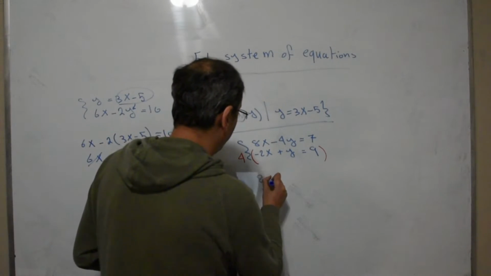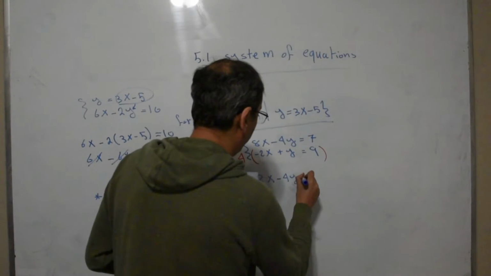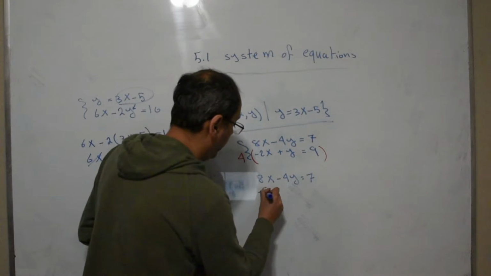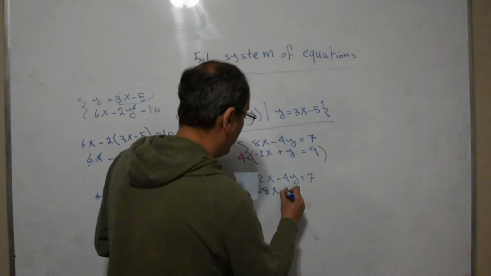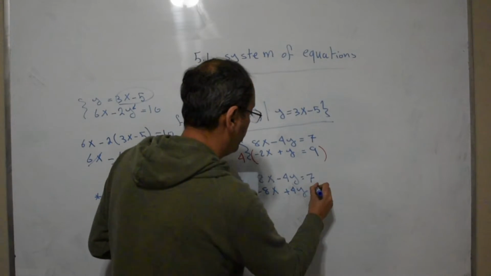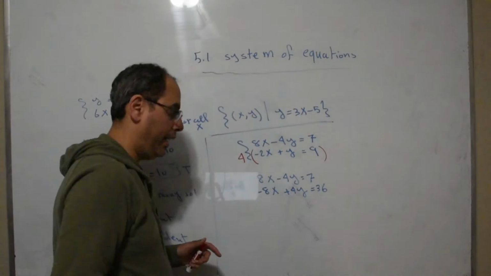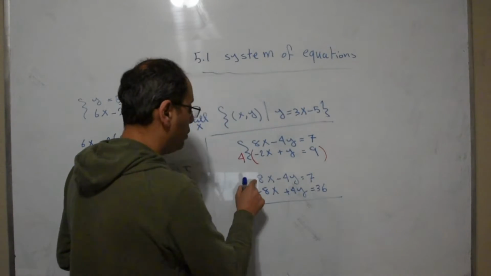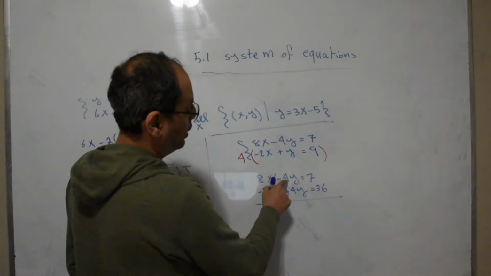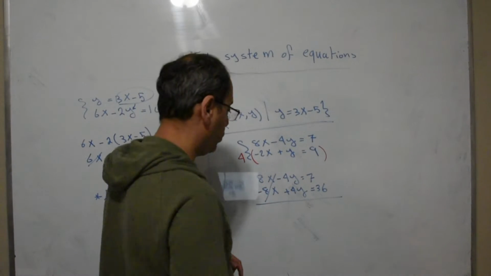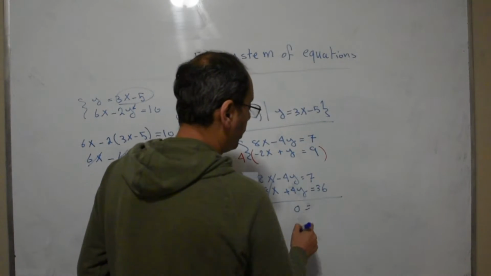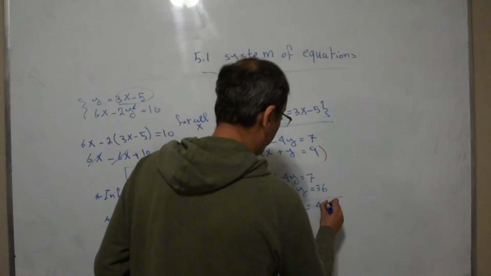Well, let's write the new system. So I have 8x minus 4y equals 7. And 4 times negative 2 is negative 8x, 4 times y is 4y, and 4 times 9 is 36. Add. So 8 minus 8 is 0, that is cancelled out. Negative 4 plus 4 is 0 as well. So I get 0 equals 7 plus 36, which is 43.